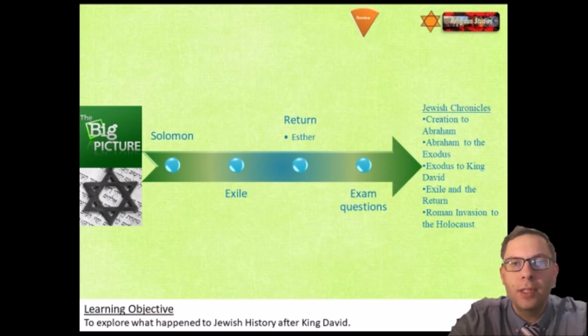So we've looked at creation to Abraham, we've looked at Abraham to the Exodus. Last time we looked at Exodus to King David, and today we're looking at exile to the return. So this is where we're up to, but before we join in any further, let's cue the introductory music.